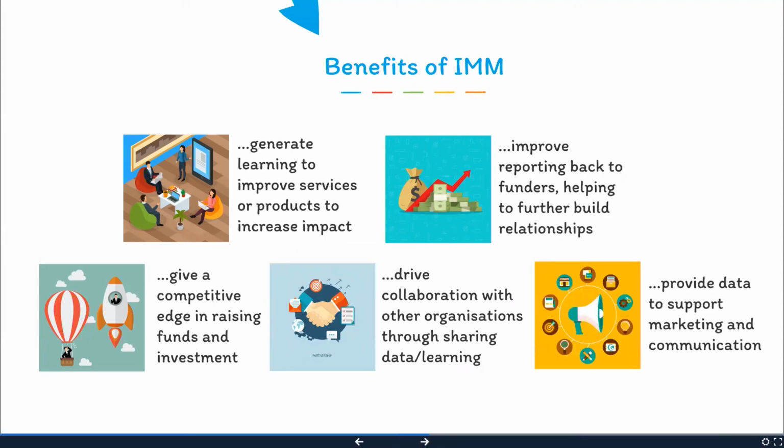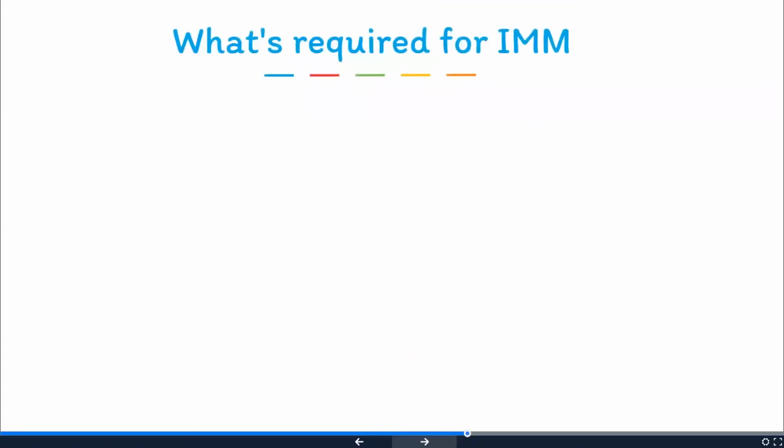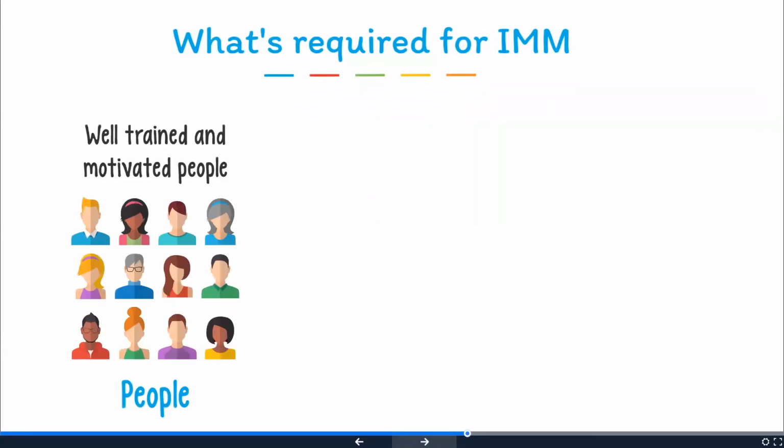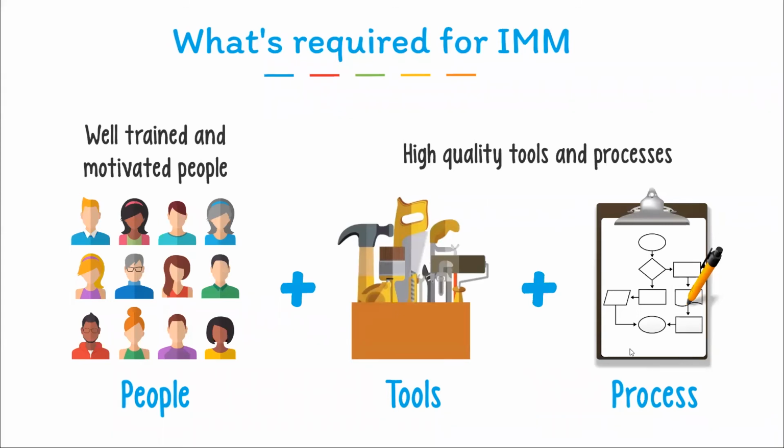And then finally, providing data to support marketing and communication efforts. So again, another key use of impact measurement and management data. So that's just a sum up of the key benefits that we like to talk about within InFocus. So what's required for impact measurement and management? Well, certainly it's people who are well trained and motivated. That's a real prerequisite. But we've also got high quality tools and processes that need to be in place. And it's really the combination of these three elements that's important.